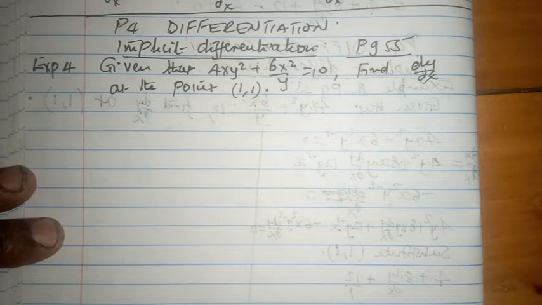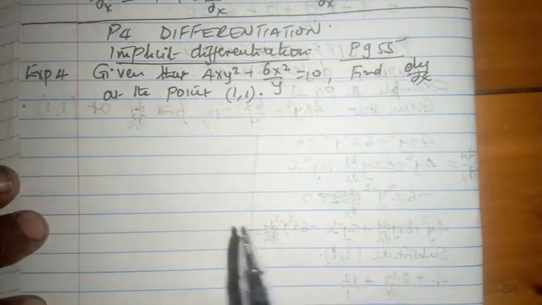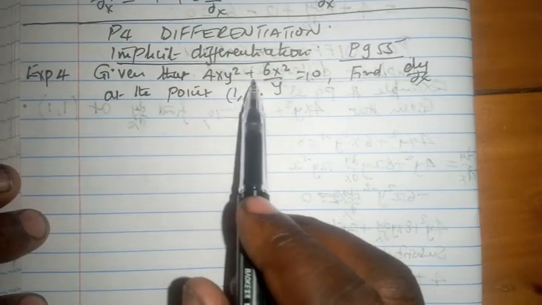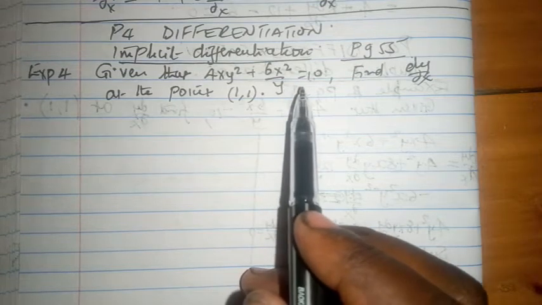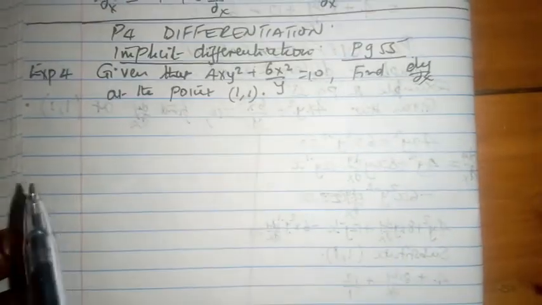We are going to proceed with our topic, or rather subtopic introduced yesterday, which is implicit differentiation, and we are going to dwell so much on its application. We are told that given that 4xy squared plus 2x squared over y is equal to 10, find dy/dx at the point (1, 1).